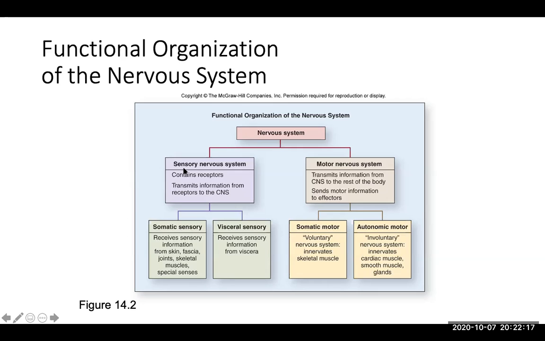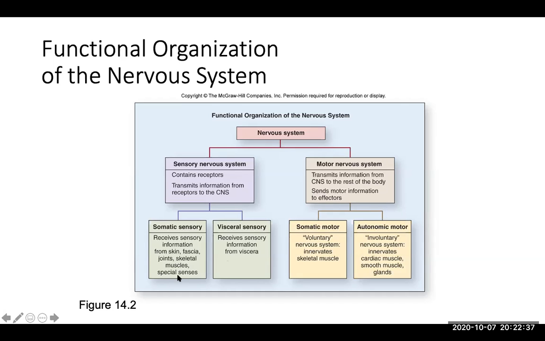And again, the sensory nervous system contains receptors. It will transmit any sort of sensory information from these receptors, either externally or internally, to your central nervous system, which is the brain and spinal cord. Within the sensory nervous system, we divide it into the somatic sensory and the visceral sensory.